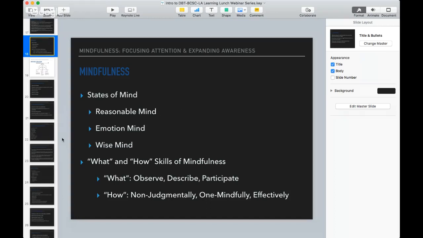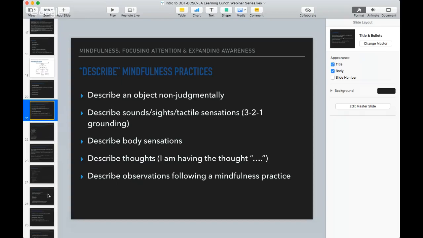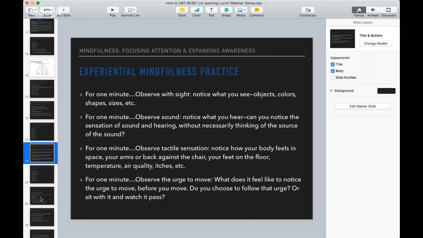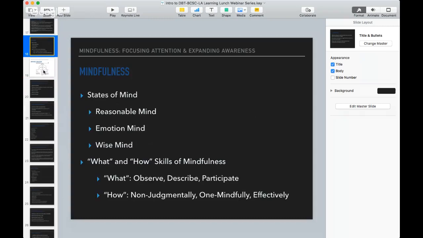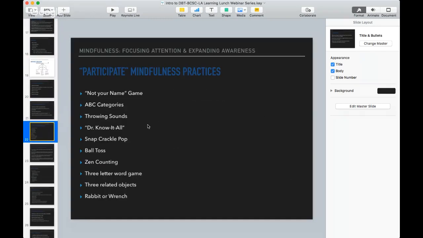The last what skill is participating. Sorry, my slides are out of order. So to fully participate means to throw yourself fully into an experience, to sort of lose yourself in that experience. Some people say you can't actually do observe and participate at the same time. When you're participating in something, you're by definition sort of one with the experience, and so you don't have that ability to kind of step back and observe.